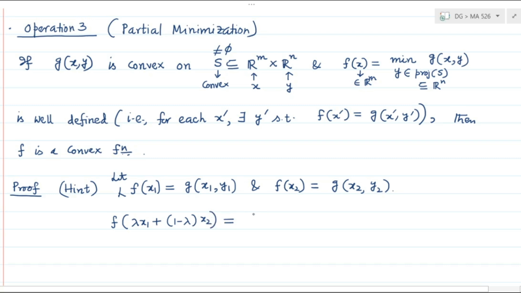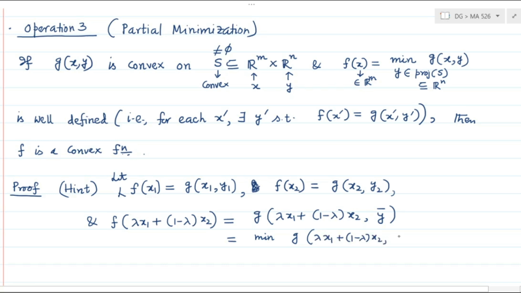Then f of lambda x1 plus 1 minus lambda x2. This is by definition of the function f, as again the function f is well defined. So you must have a point, let's suppose some value y bar, such that f of lambda x1 plus 1 minus lambda x2 is given by g of lambda x1 plus 1 minus lambda x2, y bar, but this y bar is such that this is the minimum. Minimum of what? The minimum of g, where the first component is fixed at lambda x1 plus 1 minus lambda x2, and you vary y. Fine.